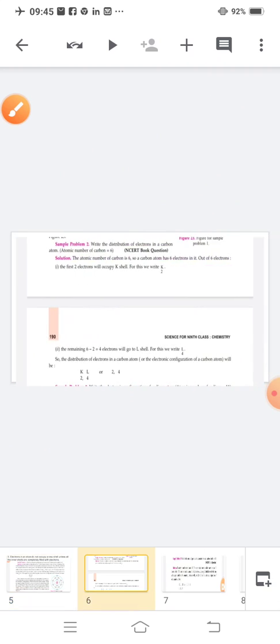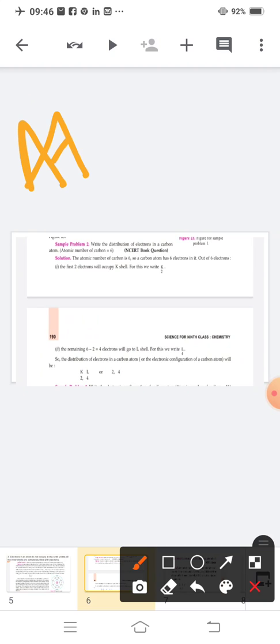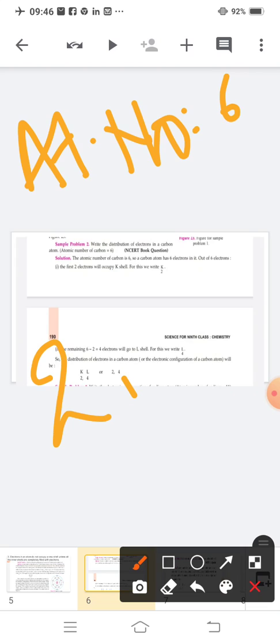Now here, write the distribution of electrons in a carbon atom. The atomic number of carbon is 6. So in the first energy shell, how many electrons can we locate? We can locate 2 electrons. Out of 6 we have already located 2 electrons. How many are remaining? 6 minus 2, 4 are remaining. So in the next shell how many electrons will come? Only 4 electrons will come. 4 plus 2 is 6. Is this clear?